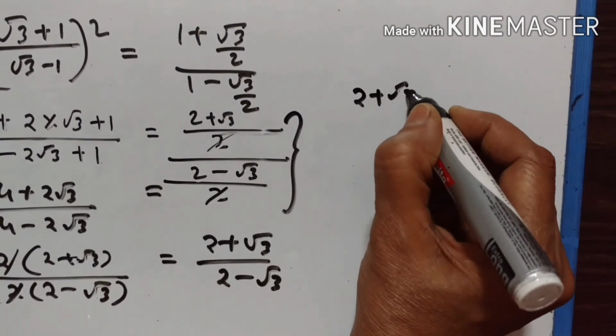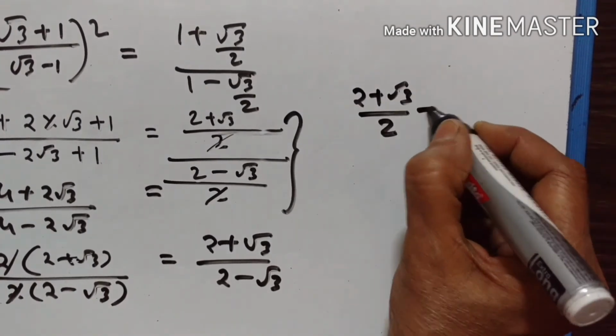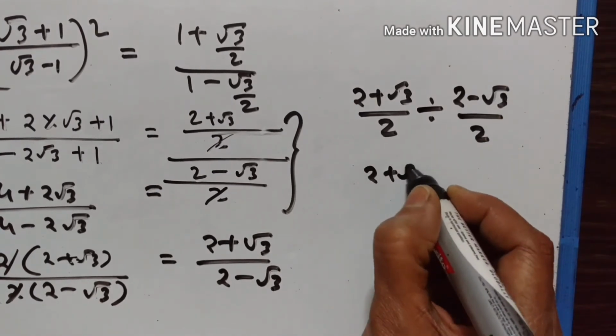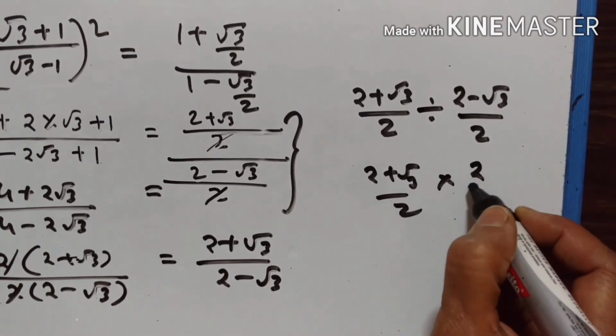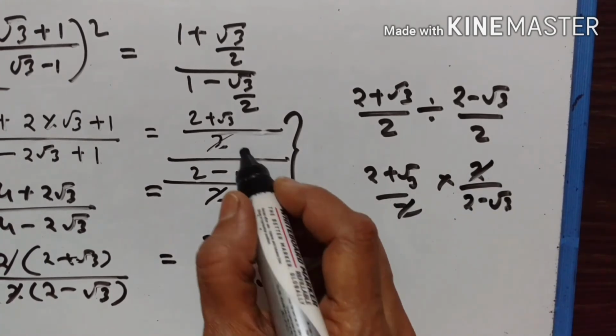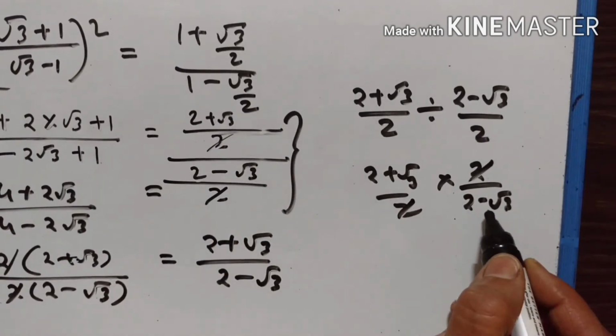2 plus square root of 3 upon 2 divided by 2 minus square root of 3 upon 2, is 2 plus square root of 3 upon 2 multiplied by 2 upon 2 minus square root of 3. 2 goes off. That's how we got this: 2 plus square root of 3 upon 2 minus square root of 3.